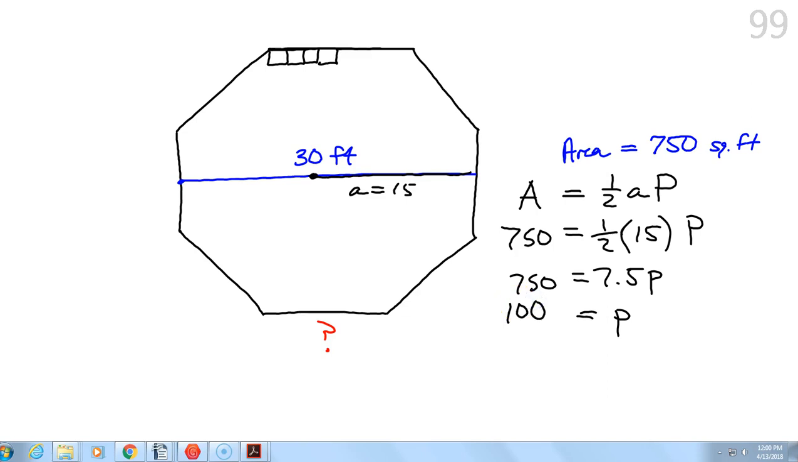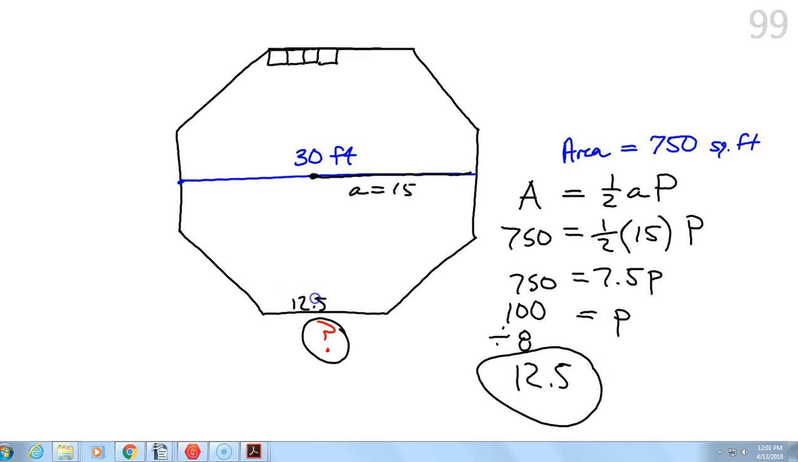And if the perimeter is 100, that's all the way around, then I think I can do what you're talking about. To find one side, I do what with that perimeter? Divide it by 8, because there's 8 walls. And that comes out to be roughly 12.5. Now I think the real octagon was a little tiny bit different than that. So in the octagon, your walls are about 12.5 feet, roughly, all the way around.